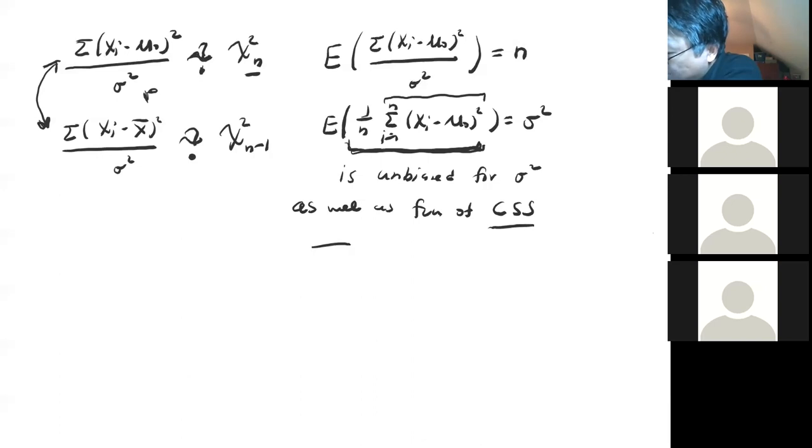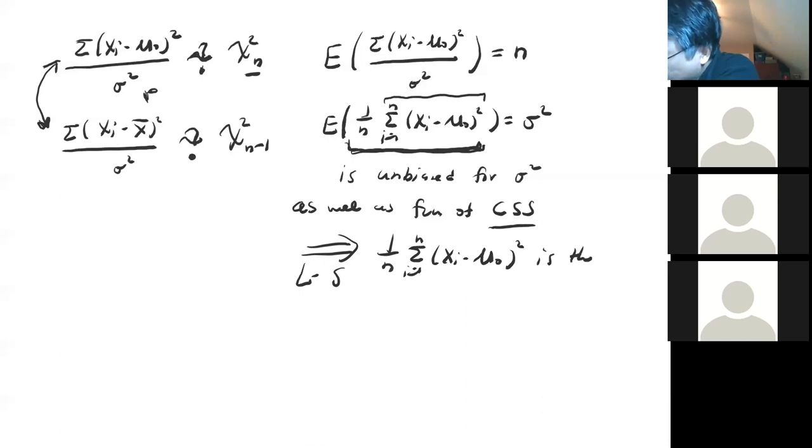That means based on the Lehmann-Scheffé theorem, this (1 over n) summation of (xi minus mu 0) squared is the UMVUE of sigma squared. Making sense? The point is, right now it's okay. Say if gamma is 2, we could easily say this is the UMVUE of sigma squared.